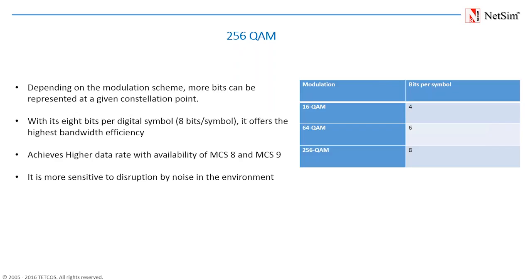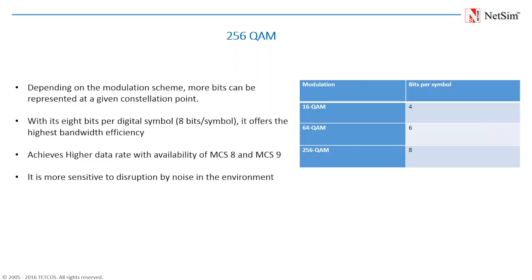802.11ac employs a new scheme which is known as 256 QAM. The significance of 256 QAM is the availability of two new data rates termed as MCS 8 and MCS 9, with MCS standing for modulation and coding scheme, which achieve higher throughputs than the previously highest data rate of MCS 7, which is used in 802.11n.